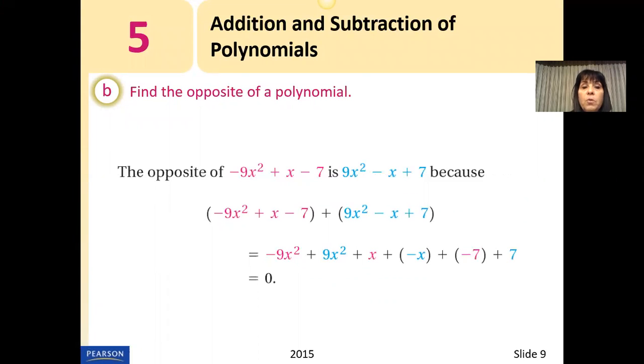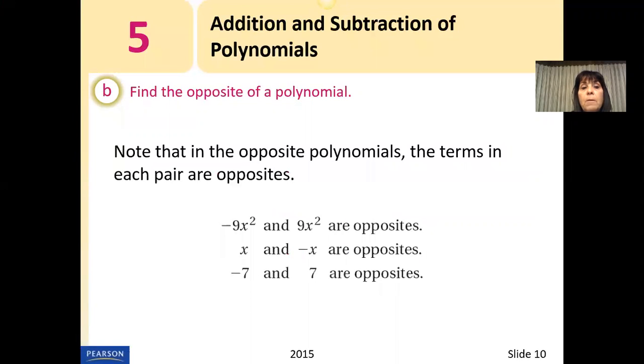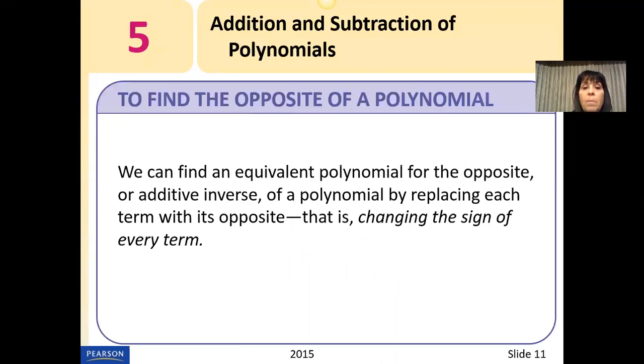So for example, in the first one, if I have the polynomial negative 9x squared plus x minus 7, the opposite of that would be a positive 9x squared minus an x plus a 7. So each of the terms of the second polynomial is the opposite sign from the term in the first polynomial. Those are called opposites. Notice in the opposites, the terms are always the opposite in sign. So again, the negative 9 and the positive 9, the positive x and the negative x, the negative 7 and the positive 7. We can find the equivalent polynomial for the opposite by replacing each term with its opposite. So we will change the sign of each term.